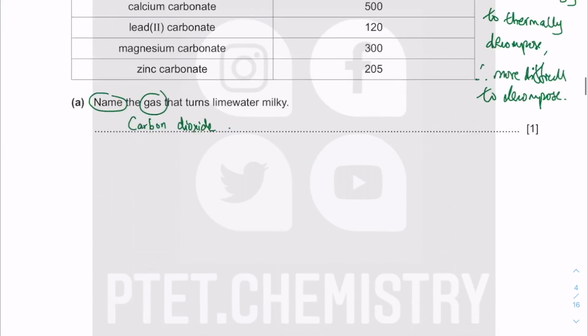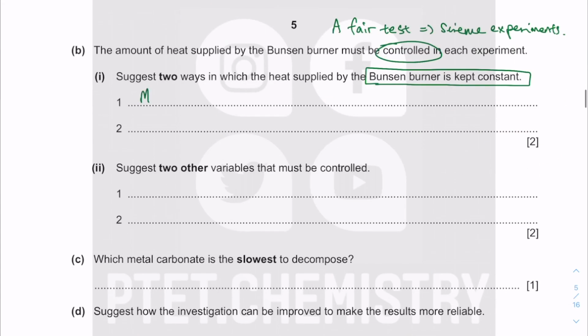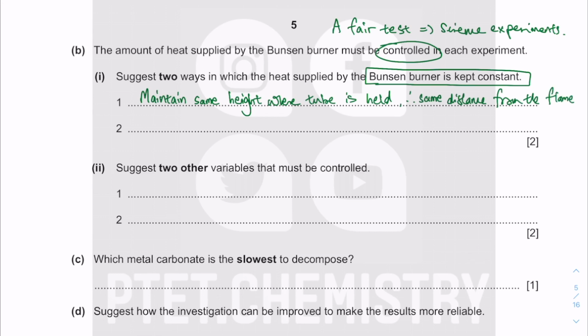So maintain the same height where the tube is held, basically therefore the same distance from the flame, meaning the Bunsen burner, to the tube.